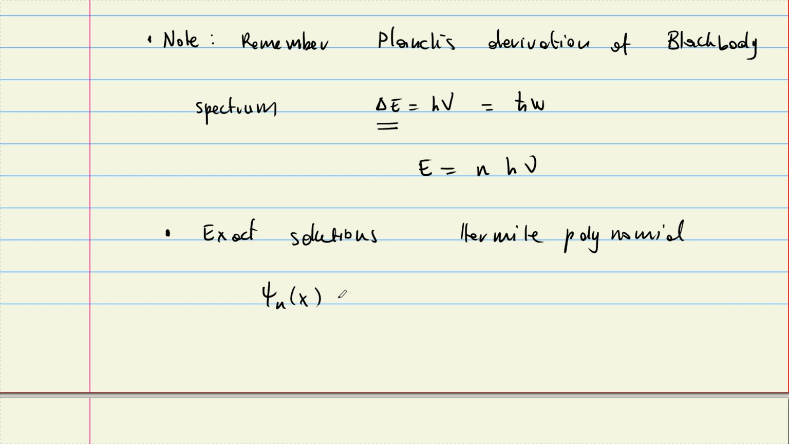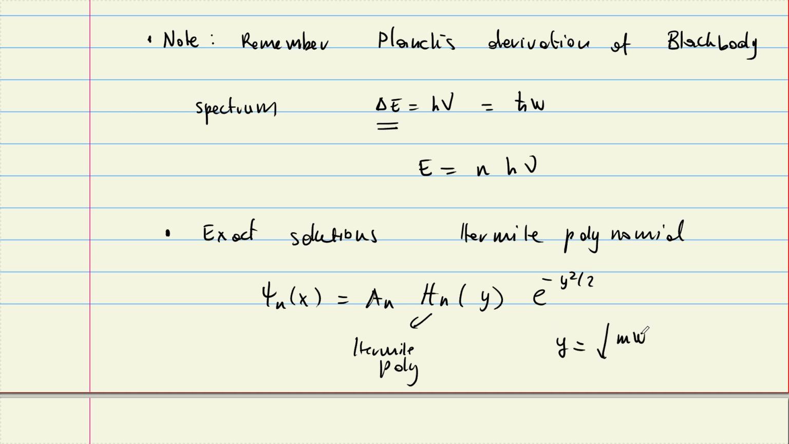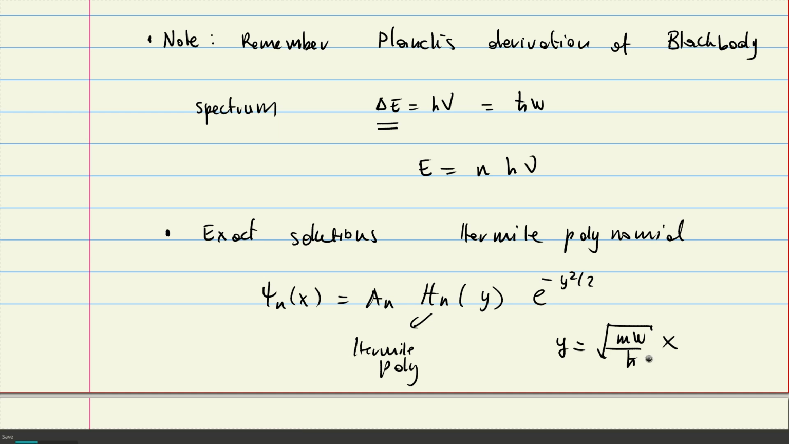Maybe I can write psi of x. Some, let me call it A_n. So this is H_n of y times e to the minus y squared over 2. So this is the harmonic polynomial. So this y is a scaled variable. So this y is equal to the square root of m omega over h bar times x. And they look exactly like what we thought they would be from the de Broglie discussion. All right, I think that's it.